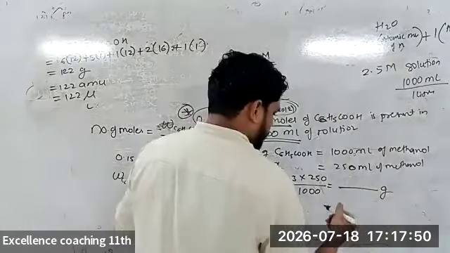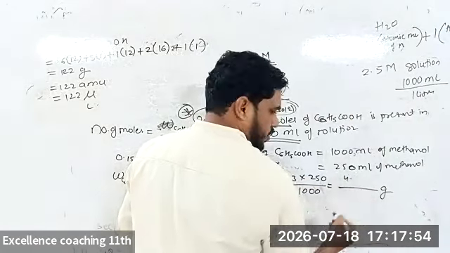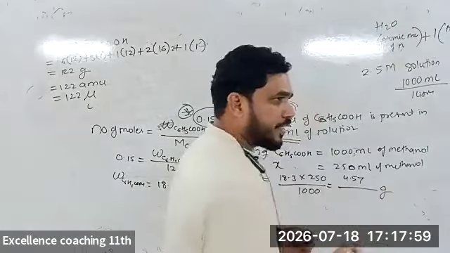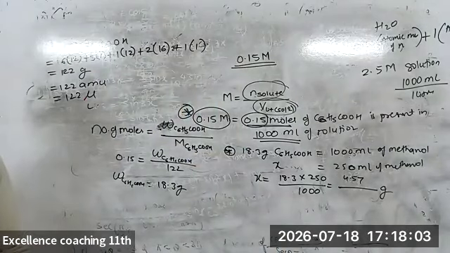If I solve this, it will be something like 4 point something. So I will just write 4.57 grams. 4.57 grams will be the answer.